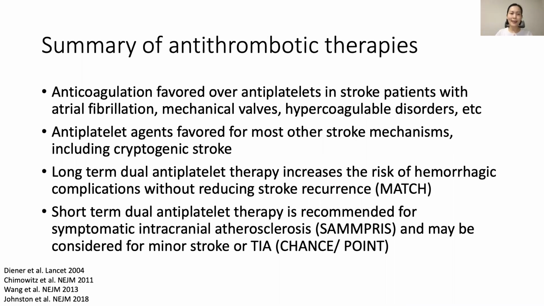And again, I can spend many hours talking just about antithrombotic therapies, but the shortened version is that aspirin is basically the default for ischemic stroke prevention, but anticoagulation is favored over antiplatelets in patients with AFib, mechanical valves, a specific hypercoagulable disorder, or something else that requires anticoagulation. Antiplatelets are favored for most other stroke mechanisms, including cryptogenic stroke.